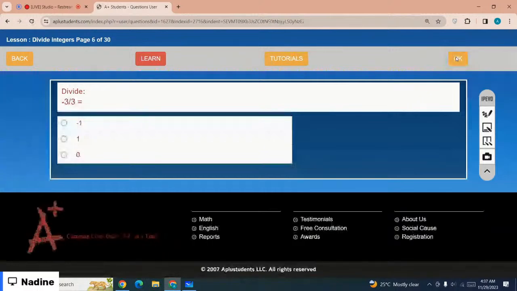Okay, 3 divided by negative 3, which is the correct option? Yes. 3 divided by negative 3. Yes, one of the numbers is negative. The answer must be negative.